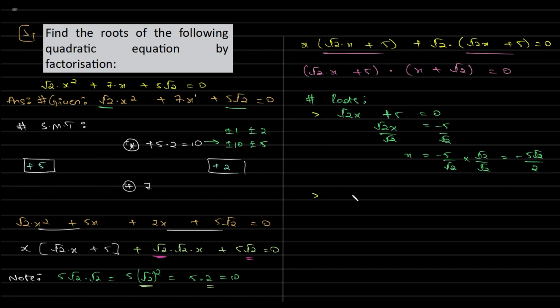And next is your beta. x plus root 2 is equal to 0, so x is equal to minus root 2. And you are done with the answer. Alpha is equal to minus 5 root 2 by 2 and beta is equal to minus root 2. Now you can pause and have a look.